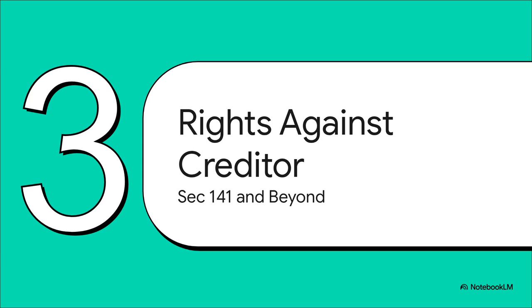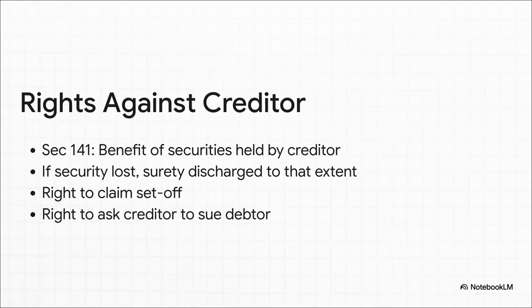Next subheading: Rights against creditor. Maintain this exact sequence for logical flow on the exam. Right to securities, Section 141. Benefit of all securities held by creditor. If lost, surety discharged to that extent. Right to set off. Right to request creditor to sue debtor.